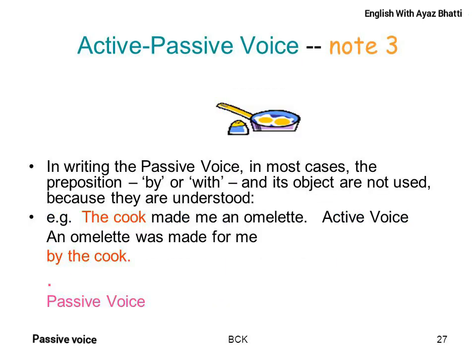Active passive voice, note 3. In writing the passive voice, in most cases, the preposition by or with and its object are not used, because they are understood. For example, the cook made me an omelette. Active voice. An omelette was made for me by the cook. Passive voice.